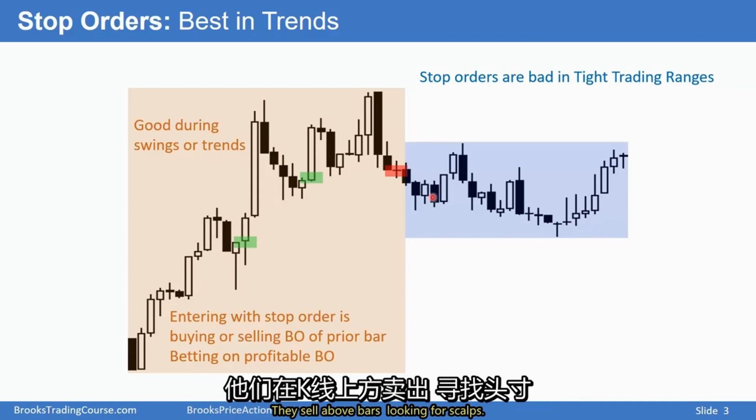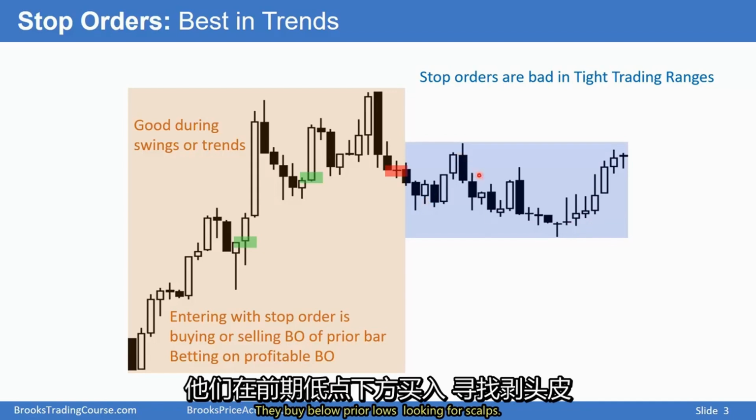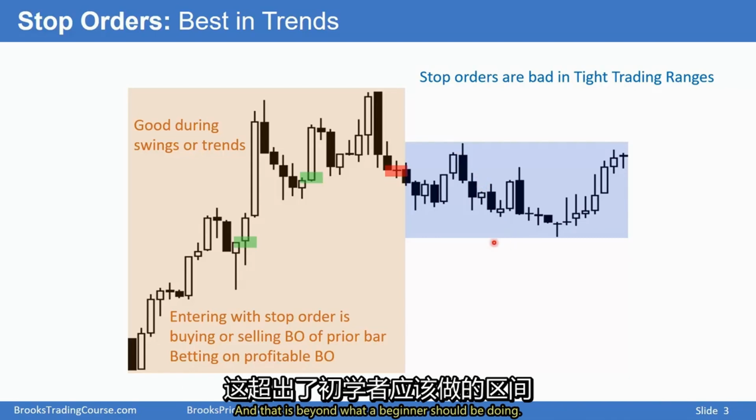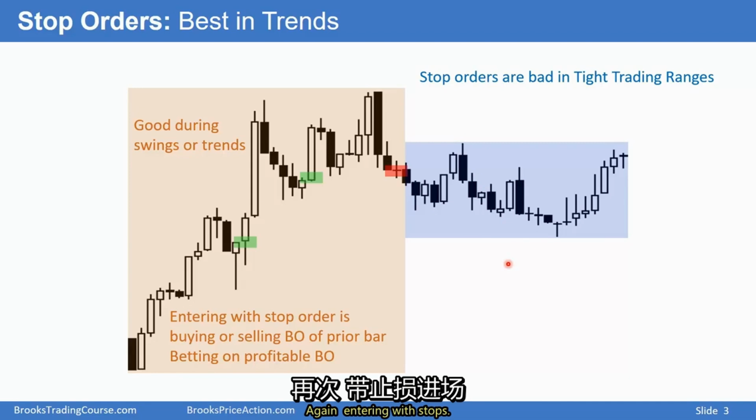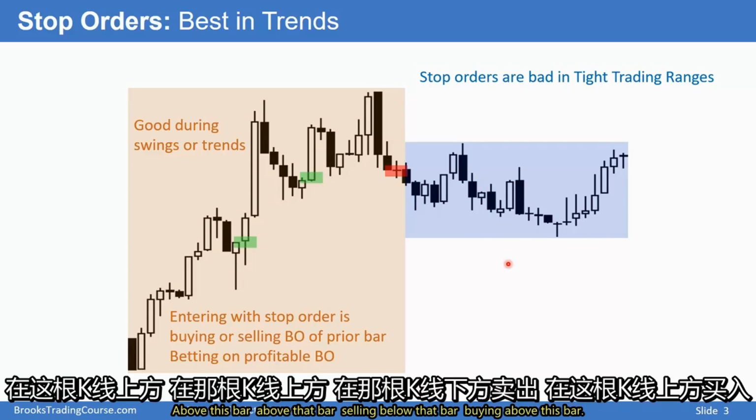This is a limit order market. Traders buy below bars looking for scalps. They sell above bars looking for scalps. They buy below prior lows looking for scalps. And that is beyond what a beginner should be doing.